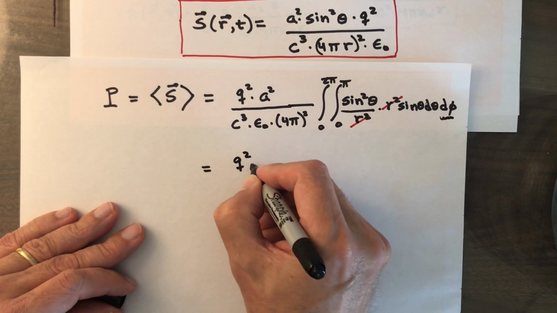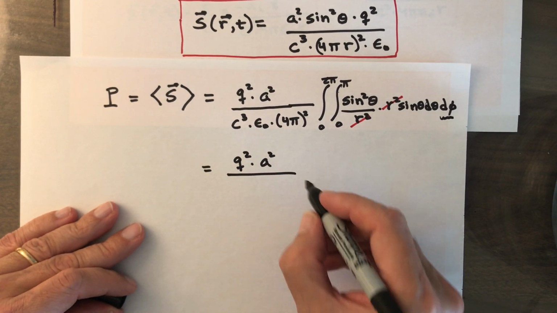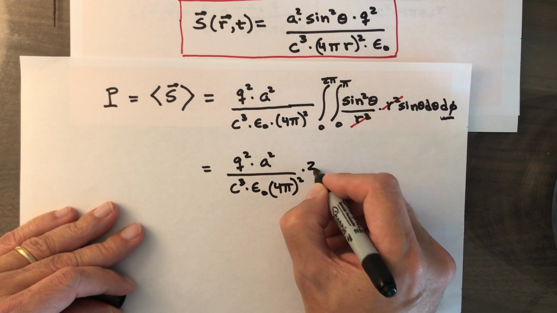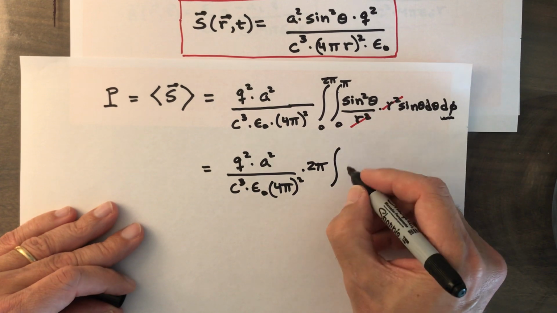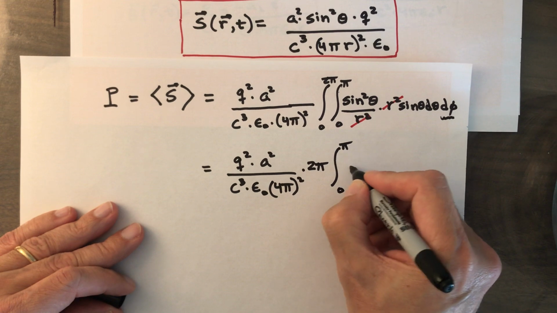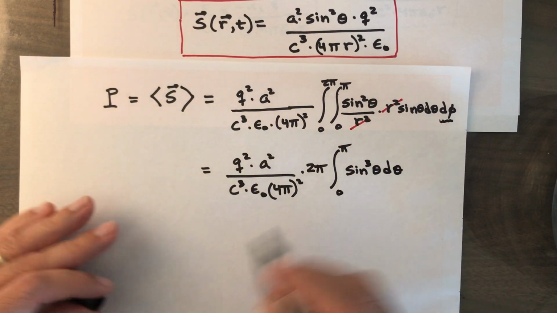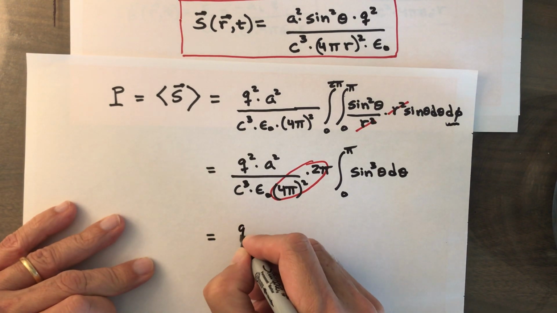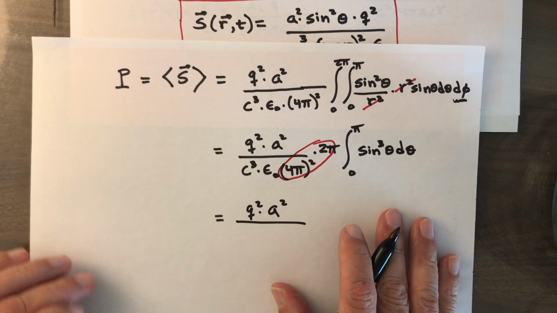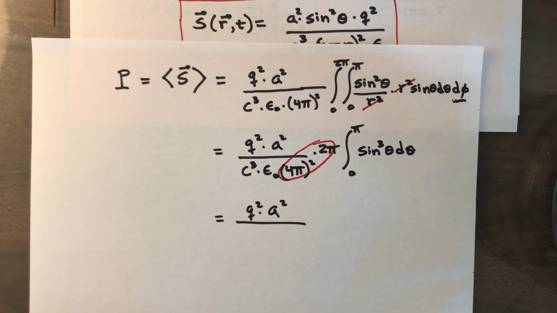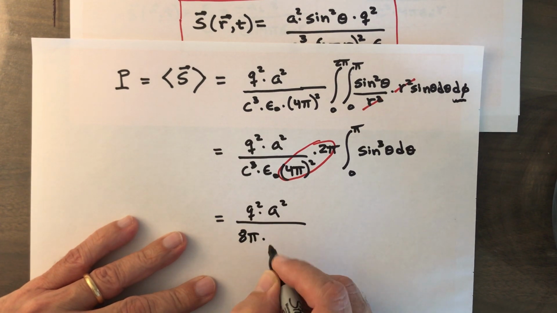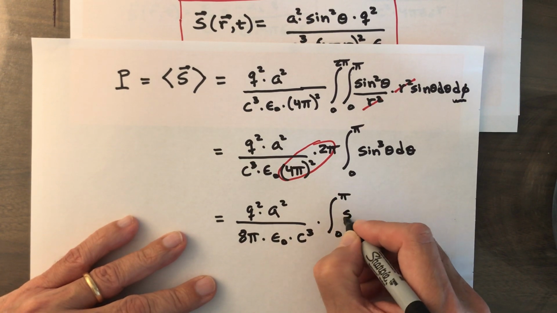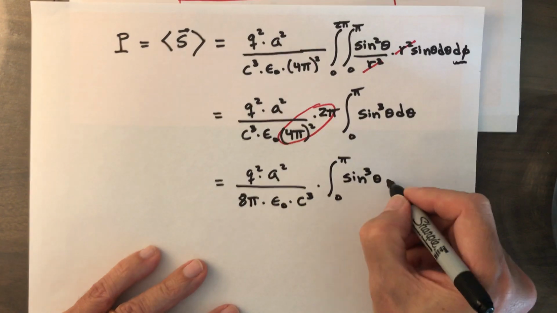Given that, we have q squared a squared over c cubed epsilon 0 4 pi quantity squared times 2 pi, which comes from the phi integration, times the integral from 0 to pi of sine squared times sine theta, which gives us sine cubed theta d theta. These two terms can combine, and we end up with q squared a squared divided by 8 pi times epsilon 0 times c cubed times this integral from 0 to pi of sine cubed theta d theta.